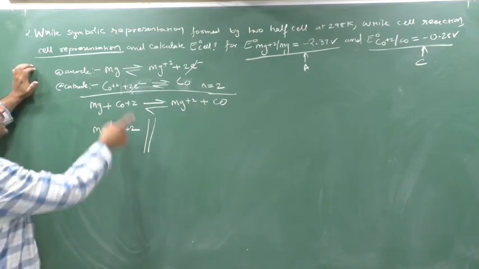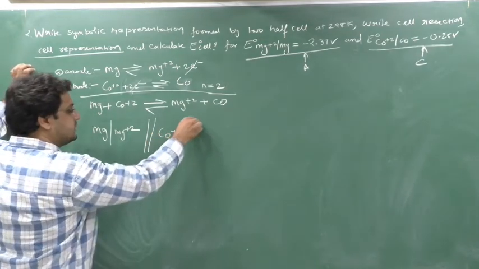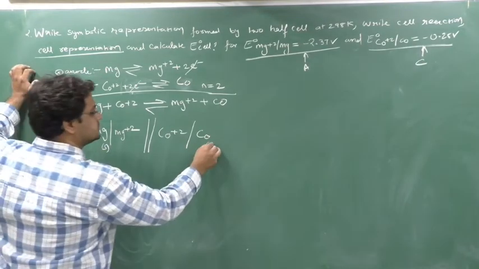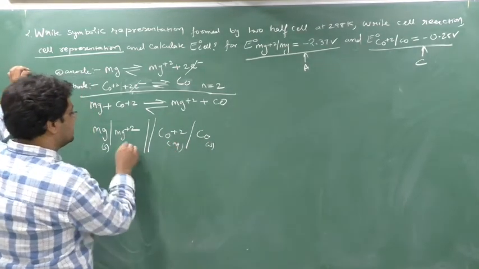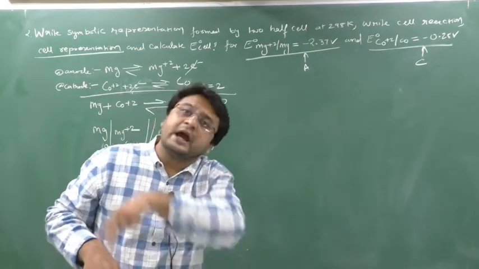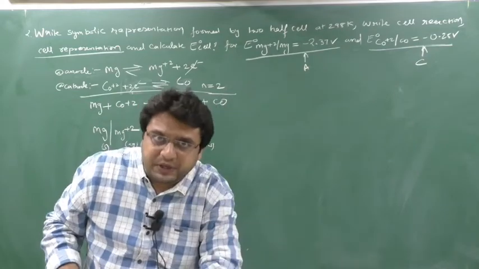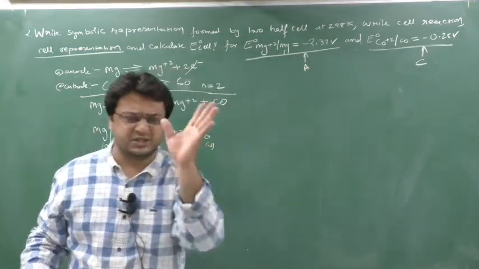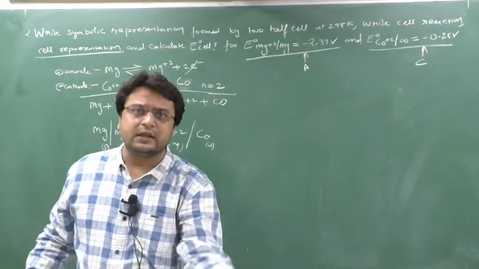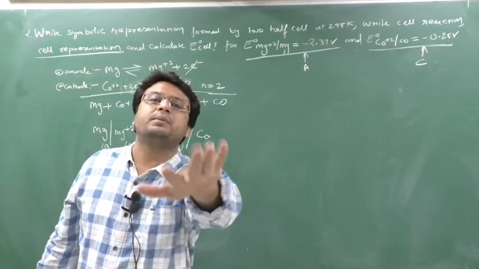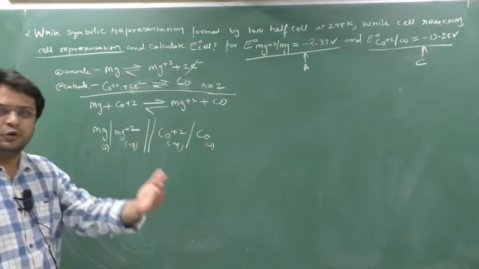Salt bridge. Then Co plus 2, and single line Co. This is solid, and this is aqueous. It can be any molarity. If it is 1 molarity at 298 Kelvin, 1 bar pressure, that is the standard cell condition. 1 molarity, 298 Kelvin, 1 bar pressure, standard cell. This you can read in your textbook.